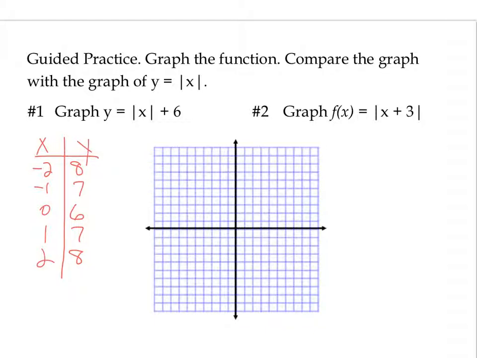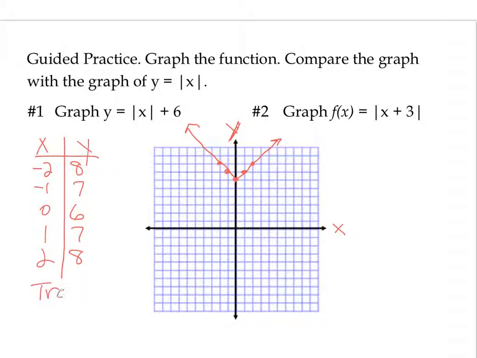Okay? So we're going to go by 1s on our graph here. Label our axes, and our scale is going to be by 1s. So if I wanted to graph these points, I'd have negative 2, 8, negative 1, 7, 0, 6, 1, 7, and 2, 8. And you can see then if I drew in this graph, I'd have a V shape, like we've seen with the absolute value function. Okay? How does it compare?